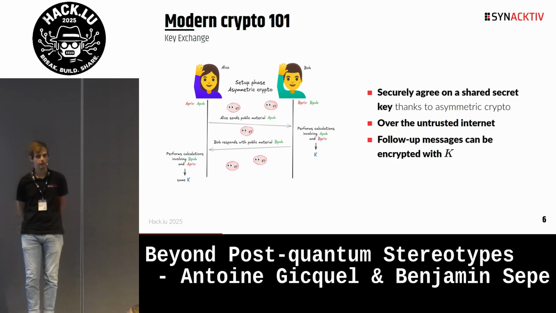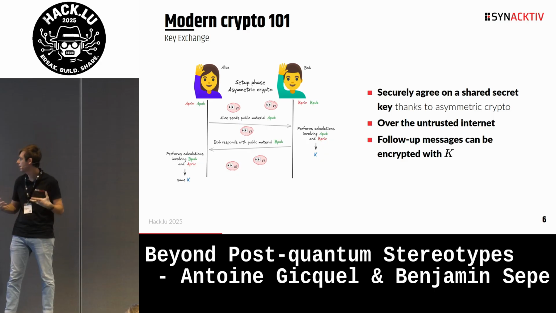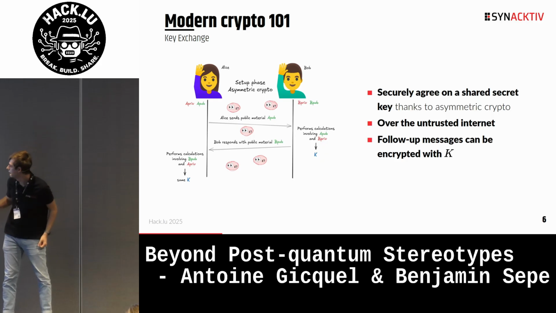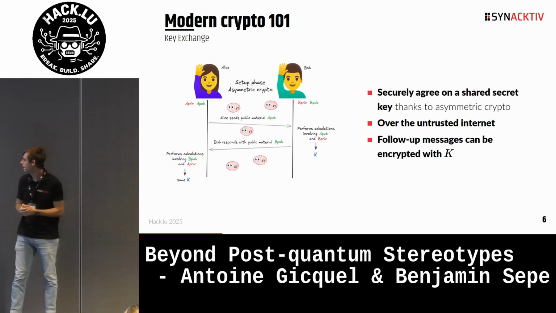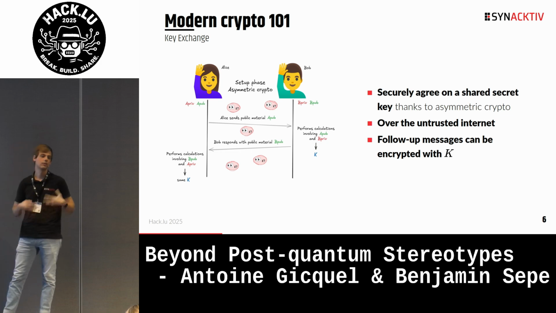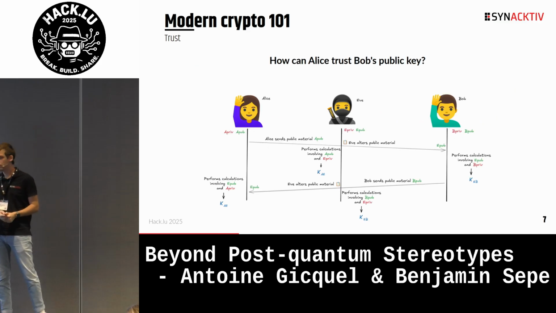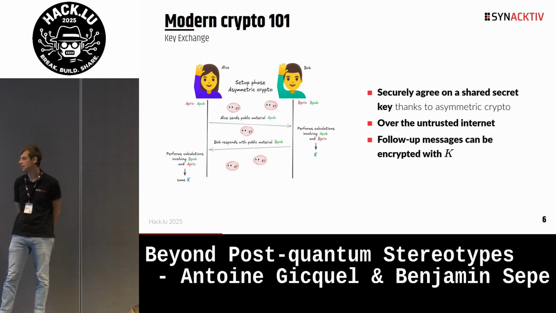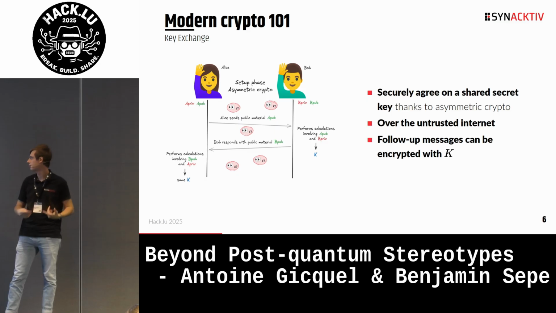So the first, as I said, it starts with a key exchange. The aim of the key exchange is for Alice and Bob to agree in a secure manner on a shared secret key. Here it's called K. This is done through asymmetric cryptography. And why this protocol needs to be secure is that this exchange will generally be done on a channel that is not considered secured, for example, the internet. And then, once they have agreed on a shared key K, they can use this key to send any follow-up messages in a symmetric manner.